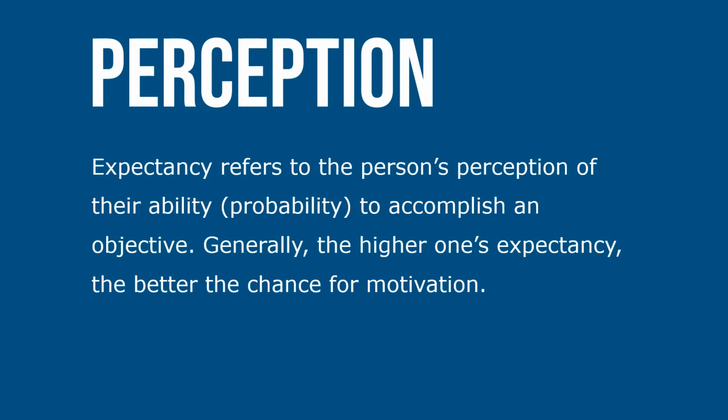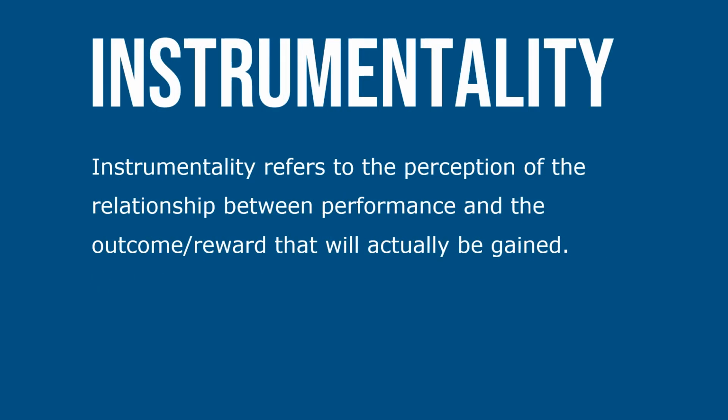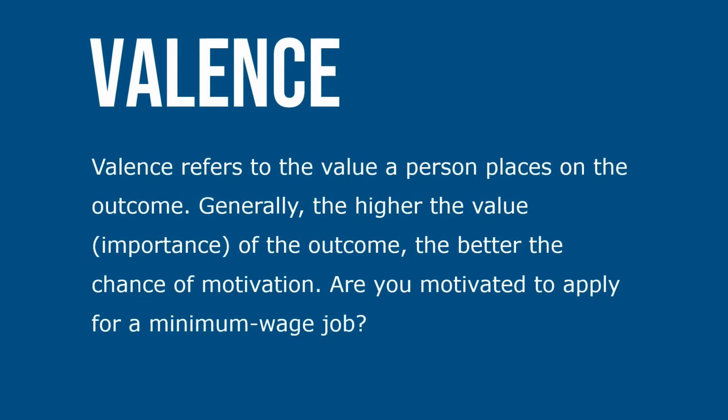Expectancy refers to the person's perception of their ability, or probability, to accomplish an objective. Generally, the higher one's expectancy, the better the chance for motivation. Instrumentality refers to the perception of the relationship between performance and the outcome or reward that will actually be gained. Valence refers to the value a person places on the outcome. Generally, the higher the value, or importance, of the outcome, the better the chance of motivation.